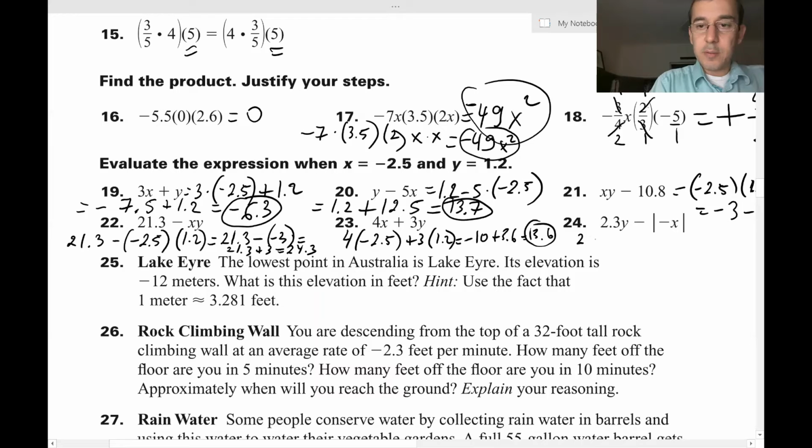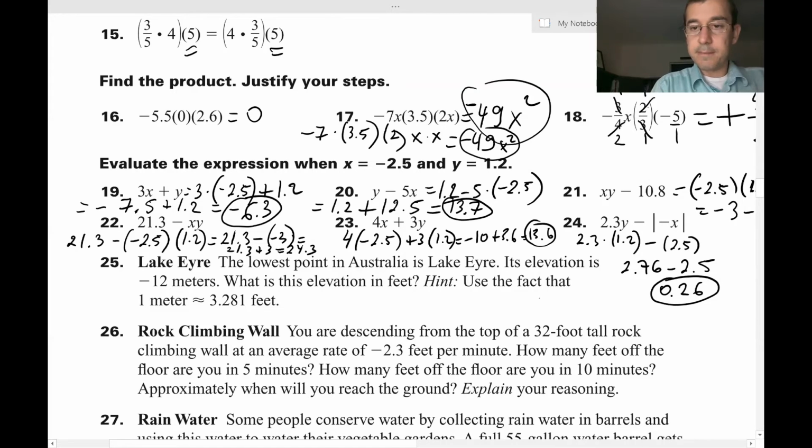24, we have 2.3 times y, which is 1.2, minus the absolute value of minus x, so that is 2.5. So this whole thing here is going to be just 2.5. So 2.3 times 1.2 is 2.76, and then minus 2.5 is 0.26. Okay.